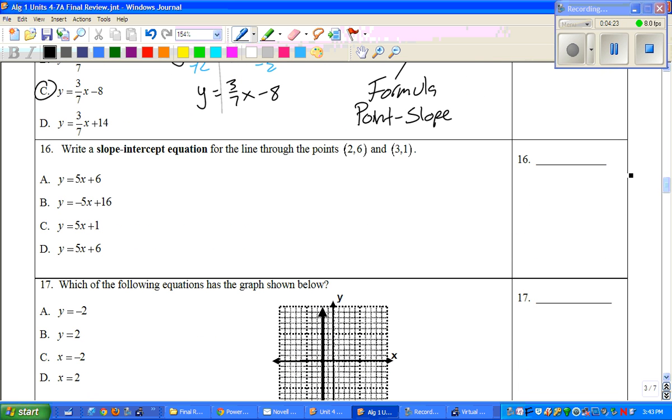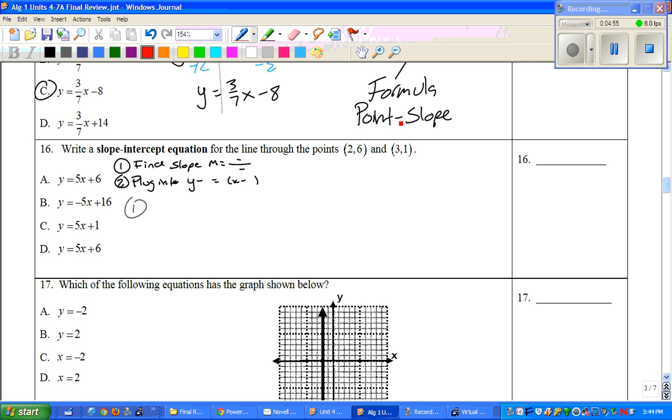Okay, write a slope-intercept equation of the line through the points 2, 6 and 3, 1. Ugh, how the heck do we do that? They give us 2 points, but they don't give us a slope. So what we have to do is find the slope using the equation, and then plug into the y minus. So there are 2 different things we have to do here.